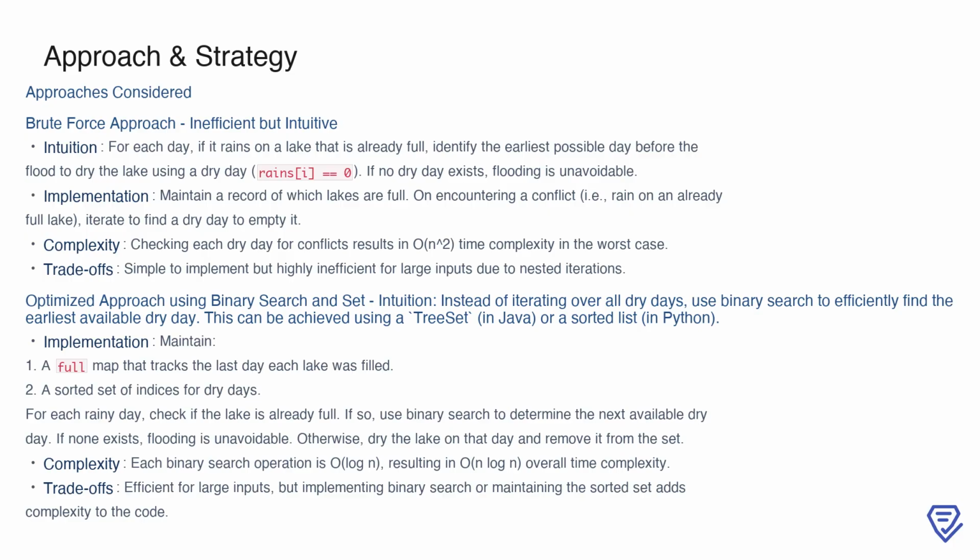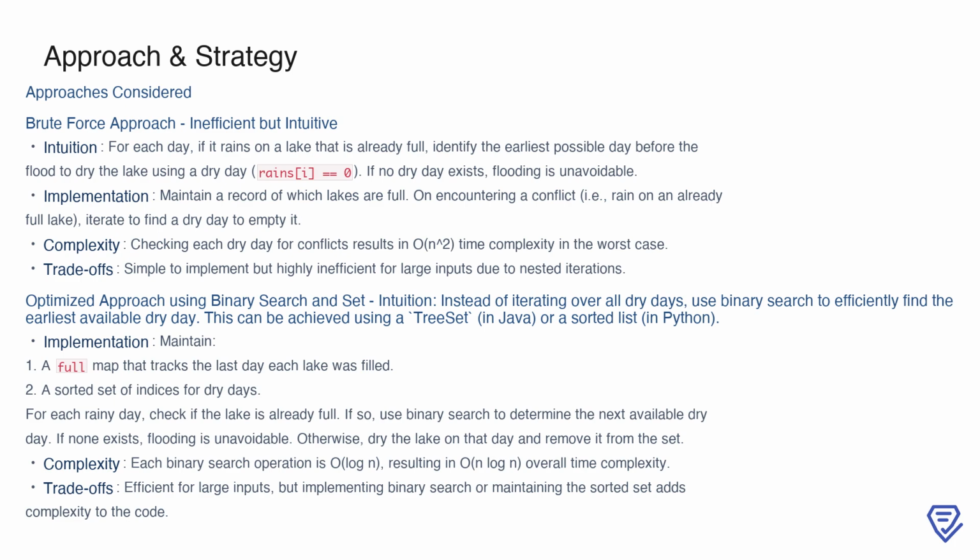tree set in Java or a sorted list in Python. Here, the idea is to avoid iterating through all dry days by using binary search to efficiently locate the earliest available dry day. In this approach, we maintain two key data structures: a map to track the last day each lake was filled and a sorted set for the indices of dry days.